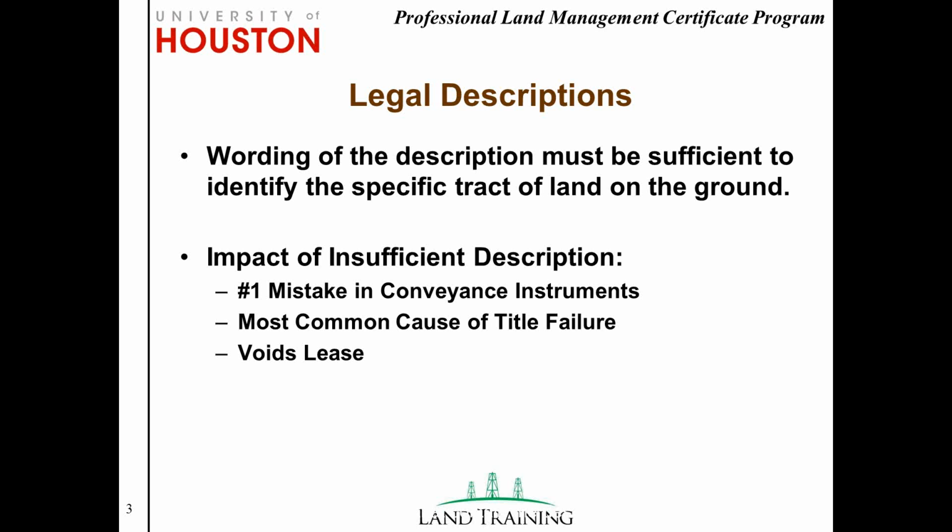So the wording in the oil and gas lease or in any instrument of conveyance of property has to be sufficient so that a surveyor can identify that property on the ground. If you lease property that is incorrectly or inaccurately described, this is the number one mistake that's made in conveyance instruments. And it's the most common cause of title failure according to the AAPL. It's the most common cause of title failure, that there's a problem with the wording of the description.